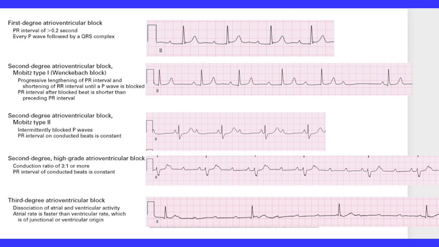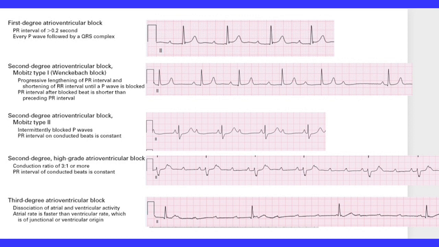The second degree AV block in the third strip, or the middle strip, is also known as Mobitz type 2. There are intermittently blocked P waves. The PR interval on the conducted beat is constant. So before every QRS complex, you see the PR interval is constant. And if you notice, there are two P waves before each QRS complex. So this is second degree atrioventricular block.